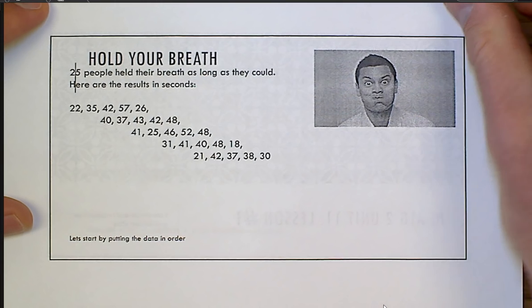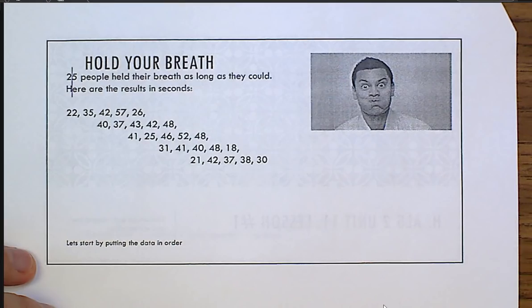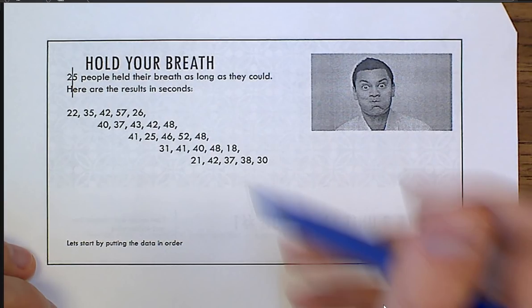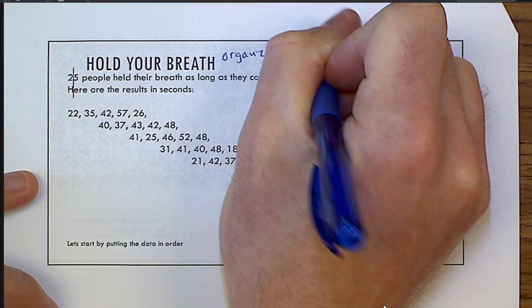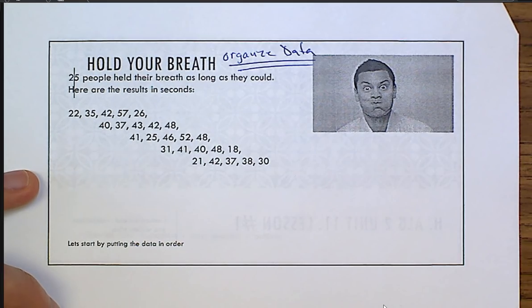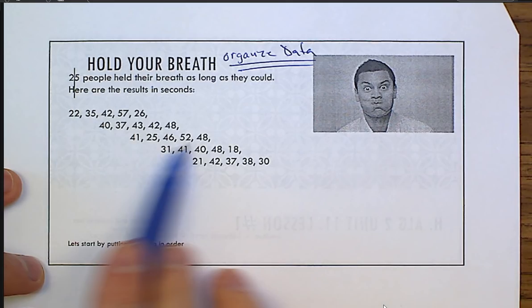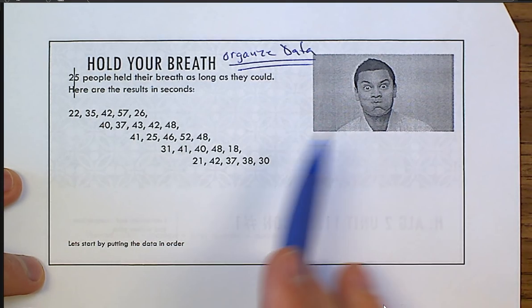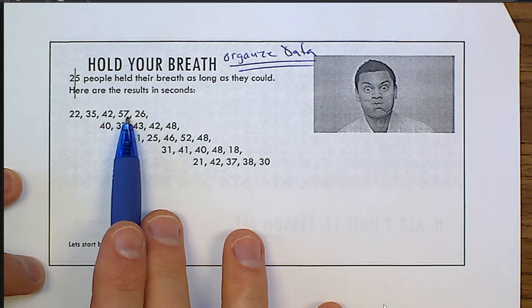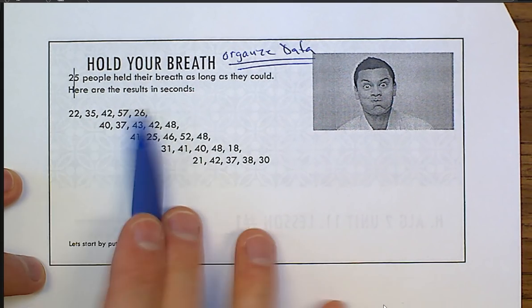This first slide is just to help you organize your data. It's not a trick. It's just a suggestion on how to organize your data. It's called Hold Your Breath. We had 25 people hold their breath, and these are times in seconds, and they're in groups of 5, 10, 15, 20, 25.